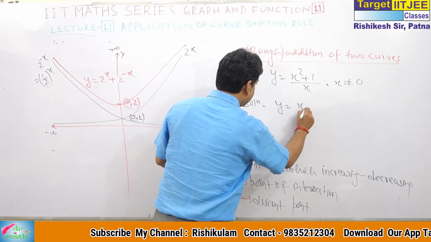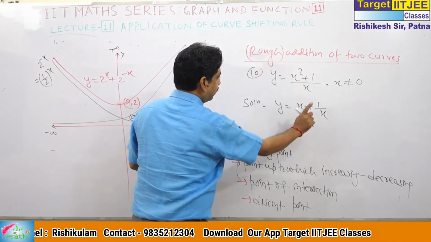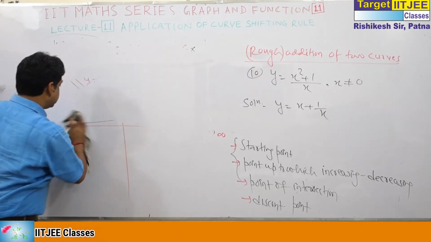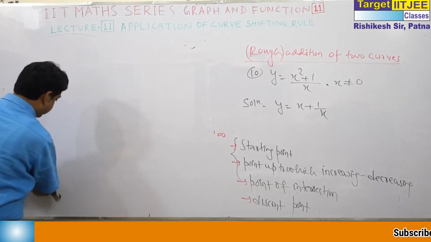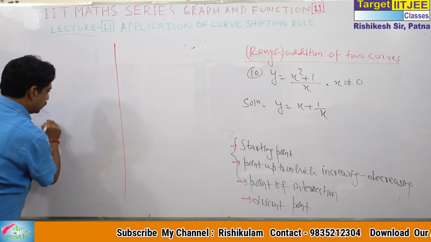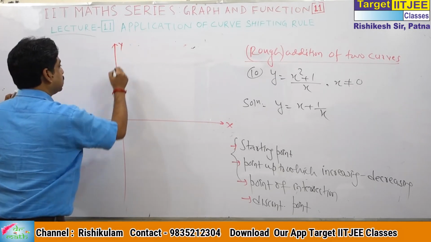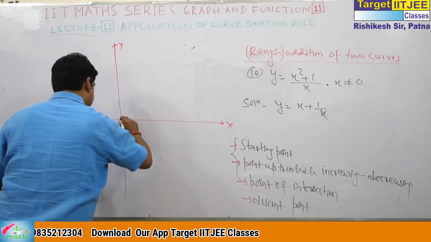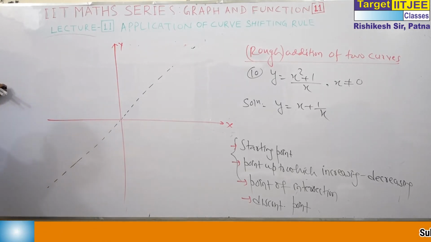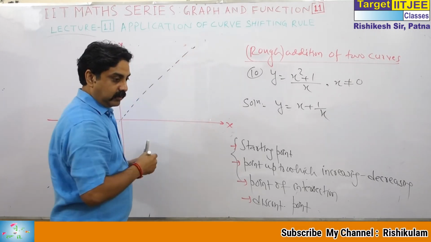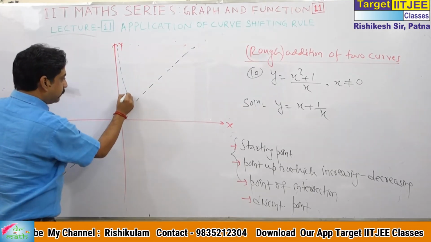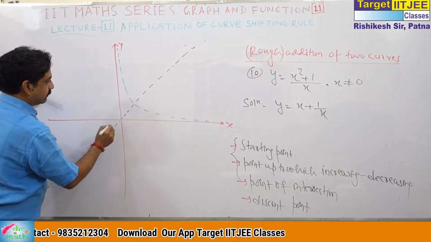Actually this is y is equal to x plus 1 by x, when we divide x square plus 1 by x. And both are easy, simple graphs. Suppose this is x and this is y. What is this? y is equal to x, at 45 degrees. And let me use another color pen. This is your y is equal to 1 by x.